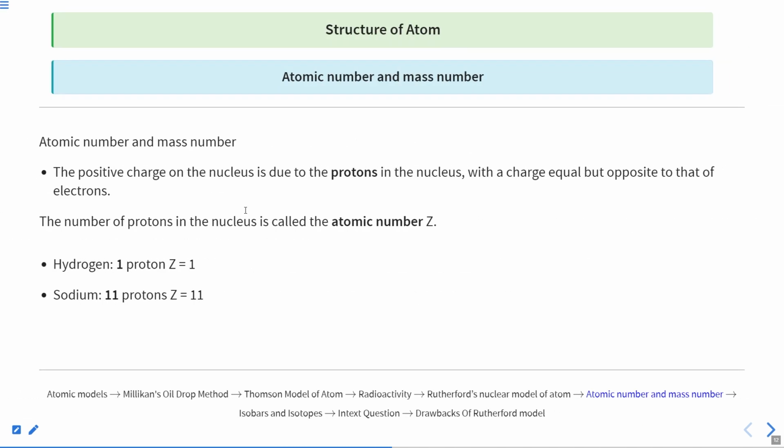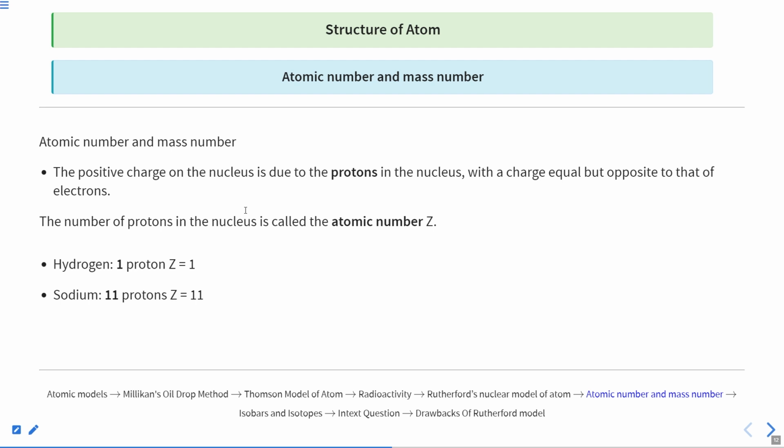Now we'll talk about something that is very important related to your exam: atomic number and mass number. Now, first of all, atomic number. So what is atomic number? It is the number of protons that is present in the nucleus.